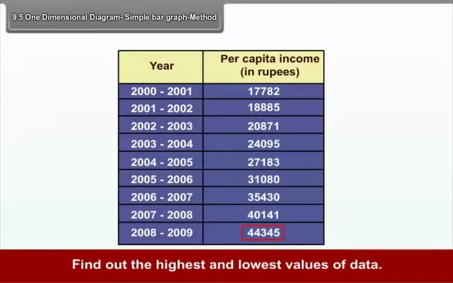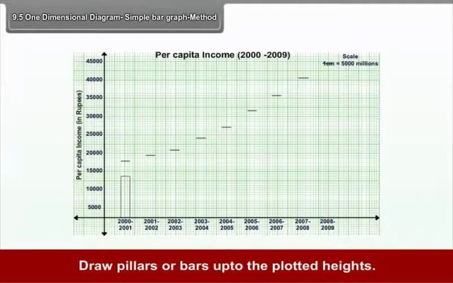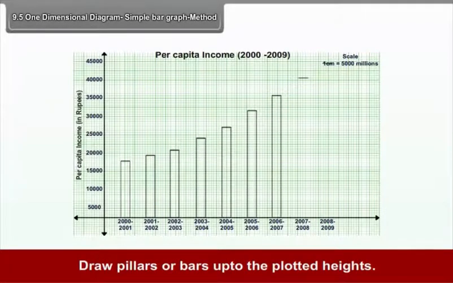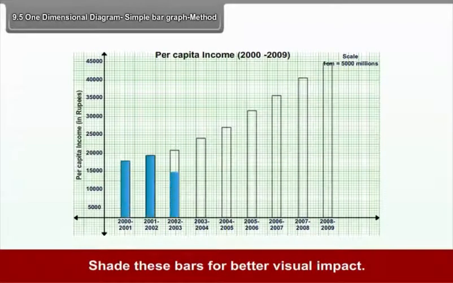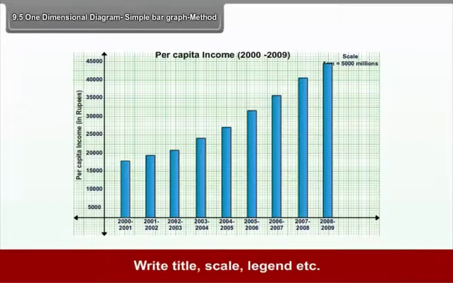Method: Find out the highest and lowest values of data. Accordingly, select a scale. Plot the points that will determine the height of bars. Draw pillars or bars up to the plotted heights. Shade these bars for better visual impact. Write title, scale, legend, etc.